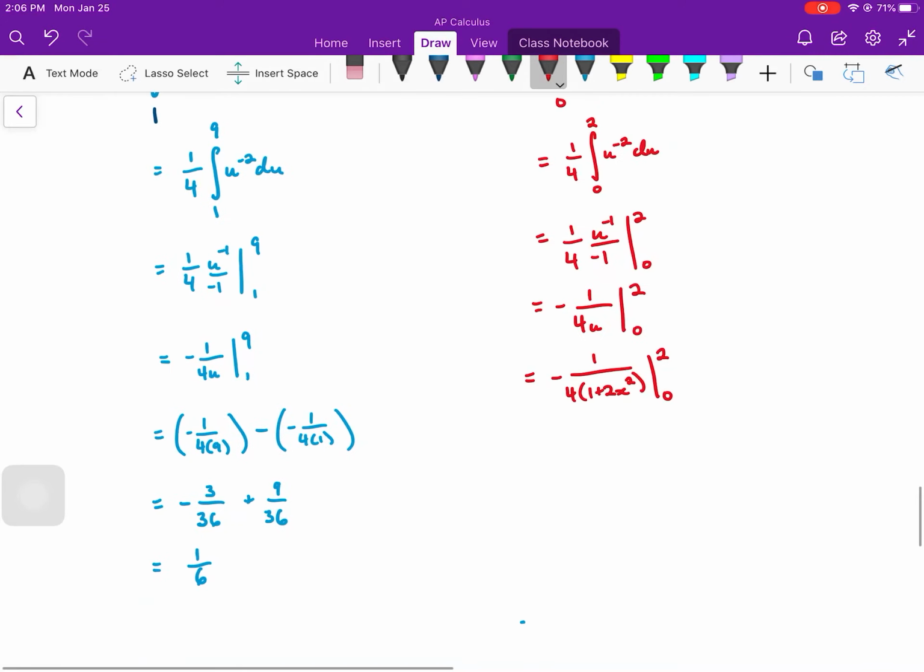You can already see how this looks a little more difficult, right? Or maybe not more difficult, but it just ends up being more work. So we'll have 1 over, this will become 1 plus 2x, or no, 2 times 2 squared, minus -1 over 4 times 1 plus 2 times 0 squared.